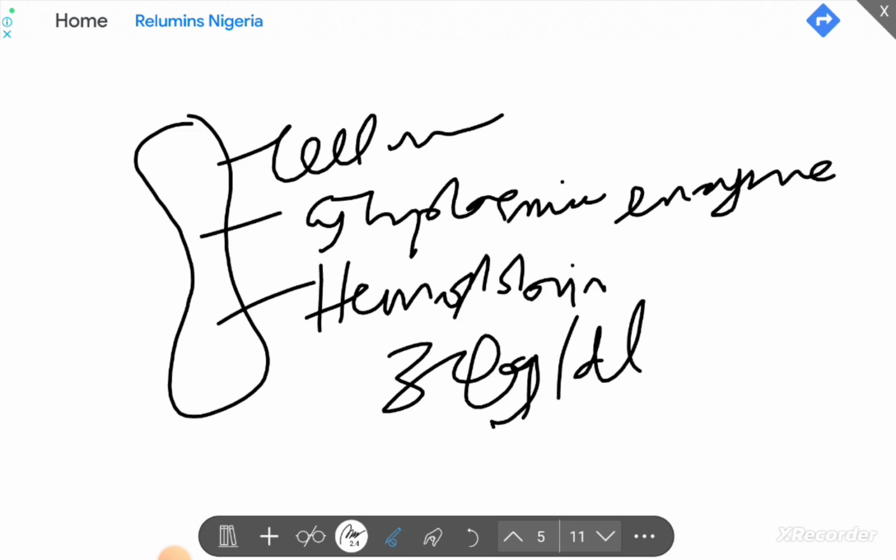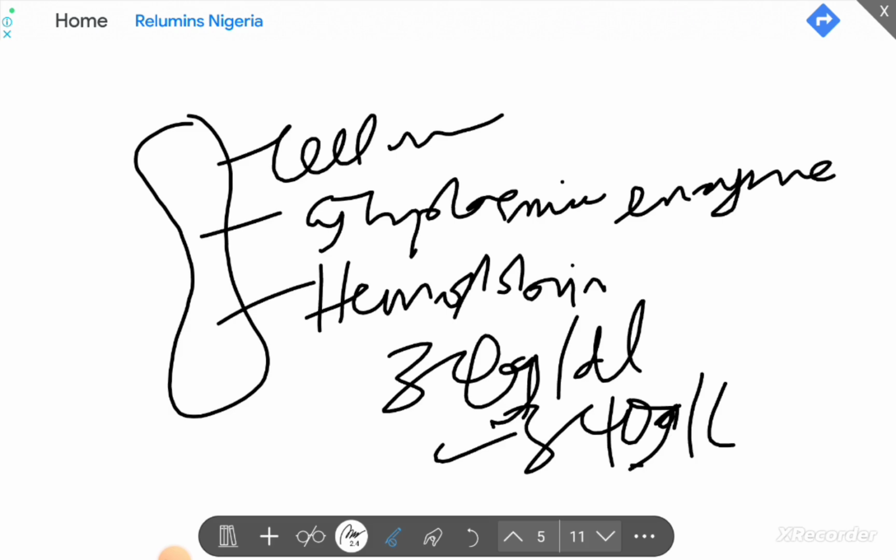Okay, 34 gram per deciliter of cell is the maximum hemoglobin that could be inside that red blood cell per deciliter of blood. So when you want to play with your values, you can convert this to liter, and it will be 340 gram per liter. So this is the maximum.